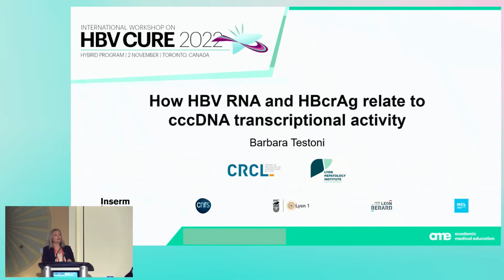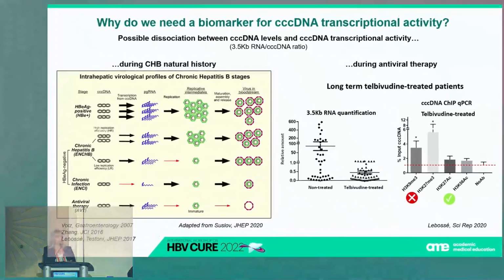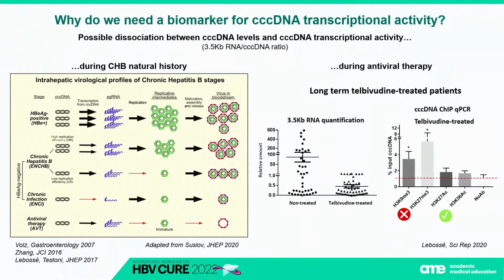So today I will focus on cccDNA transcriptional activity and biomarkers. Why do we need a biomarker for cccDNA transcriptional activity? When you talk about cccDNA, it is a dynamic, epigenetically regulated molecule. So we have to talk about the quantity of cccDNA, but also how many RNA molecules are produced from each cccDNA molecule, which is the transcriptional activity.